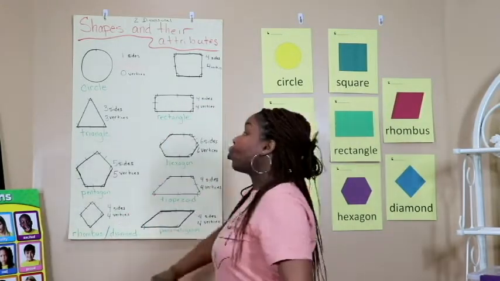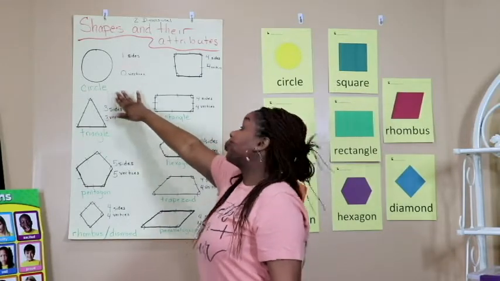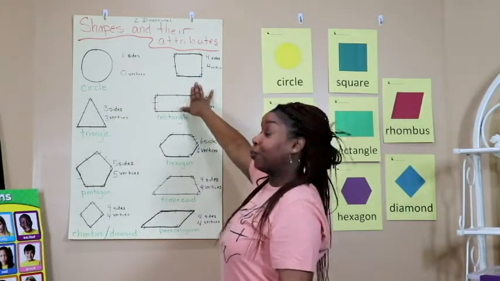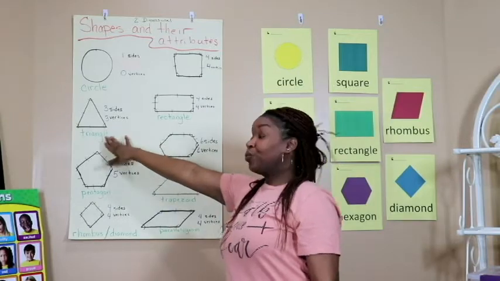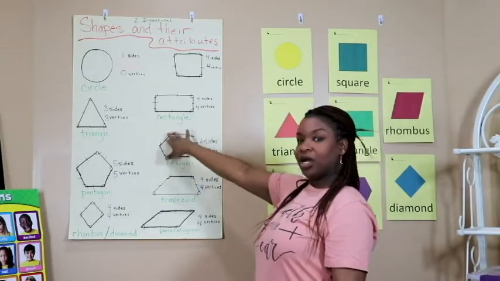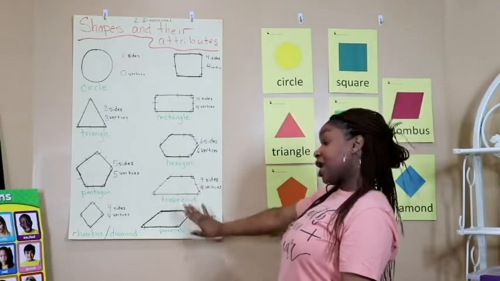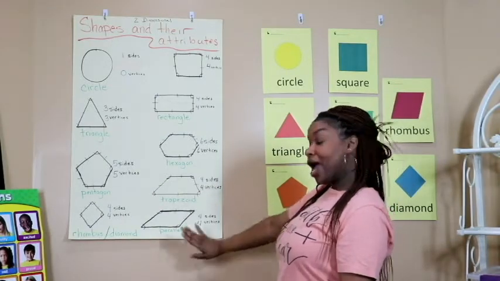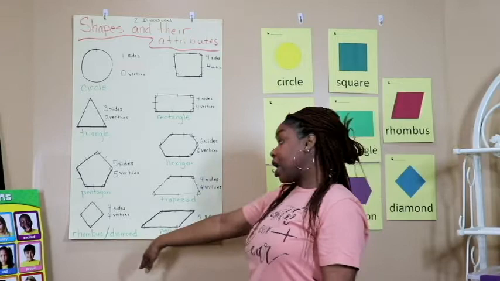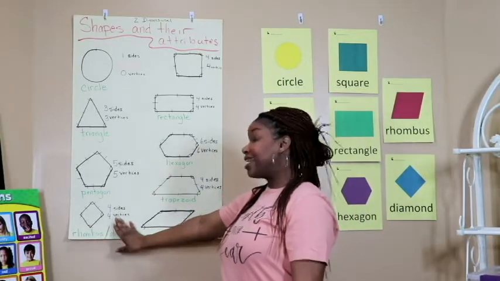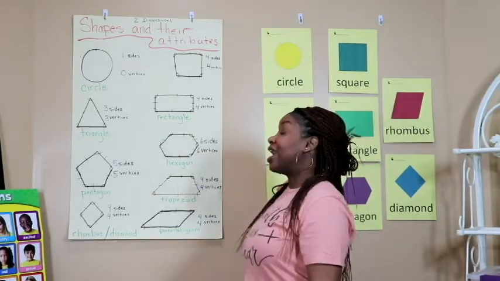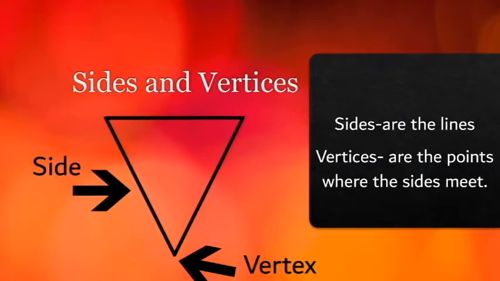Now, we have our circle, square, triangle, rectangle, pentagon, hexagon, trapezoid, parallelogram, and a rhombus or diamond. Now today we're going to talk about sides and vertices.